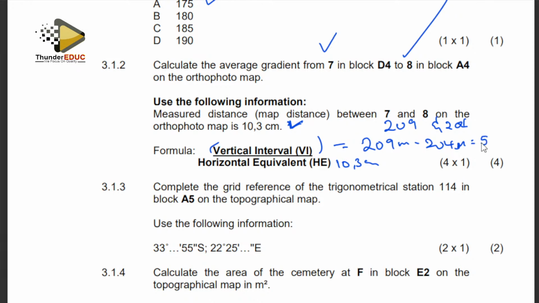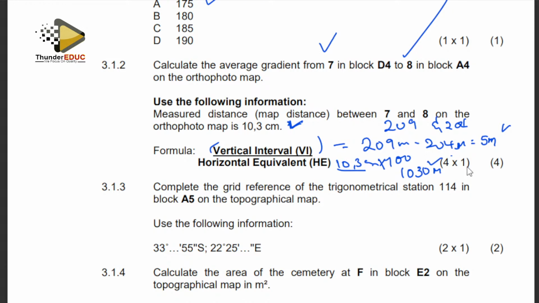What is the answer here? It is 5 meters. So the difference between the two heights above the sea level is 5 meters. But the distance between those two places which they have measured for us is 10,3. However, when you check here, this is in meters, this one is in centimeters. So we must change this to look like that. What do we do? We multiply by 100. So it becomes 1030 meters. Meaning to say, I have this and I have this as well.